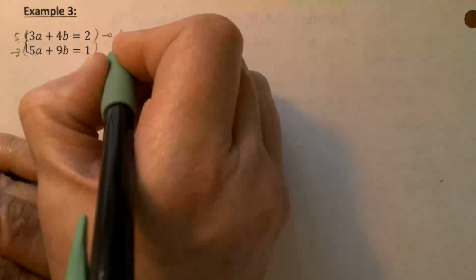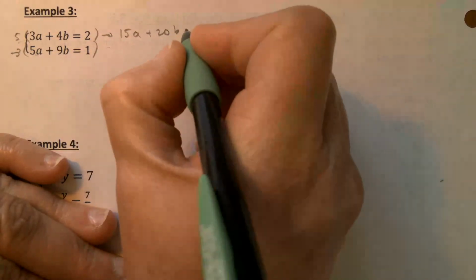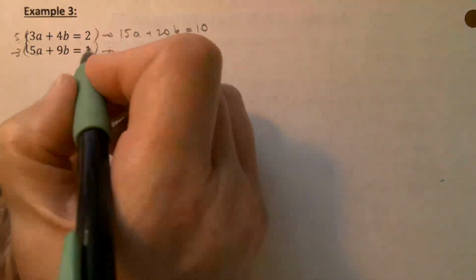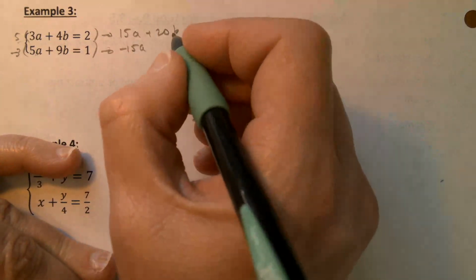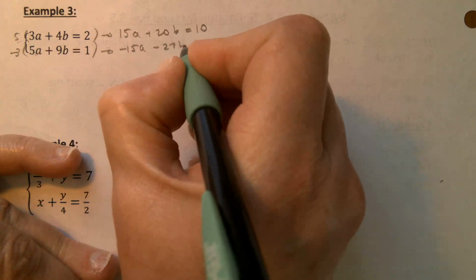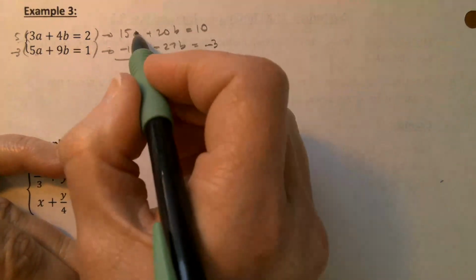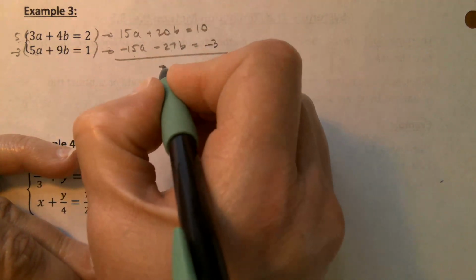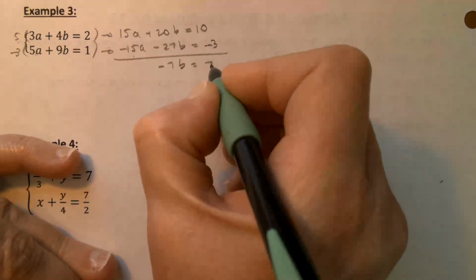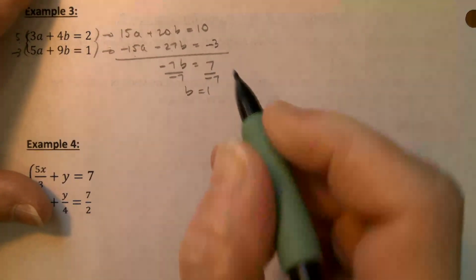So I'm going to distribute. So this is going to be 15a plus 20b equals 10. This one is going to be negative 15a. So when I add these, they disappear. Minus 27b equals -3. So basically, I'm adding. So 15 and -15 is 0. 20 and -27 is -7b. And that equals 7. Divide both sides by -7. So b is equal to 1.